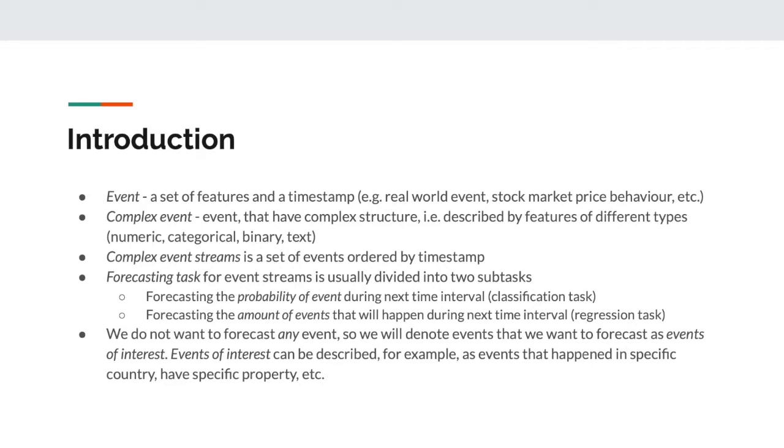We don't want to forecast just any event, so we'll denote events that we want to forecast as events of interest. For example, we don't want to know that some customer is gonna buy something. We want to know that this specific customer will buy some product.